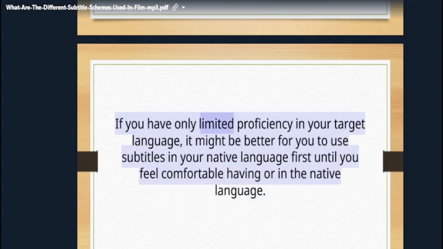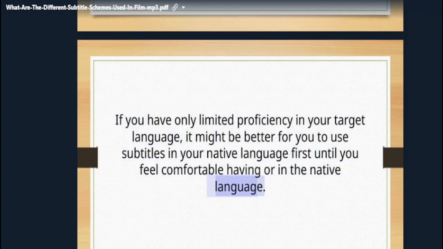If you have only limited proficiency in your target language, it might be better for you to use subtitles in your native language first until you feel comfortable in the foreign language.